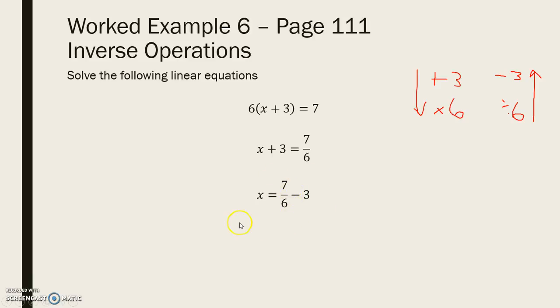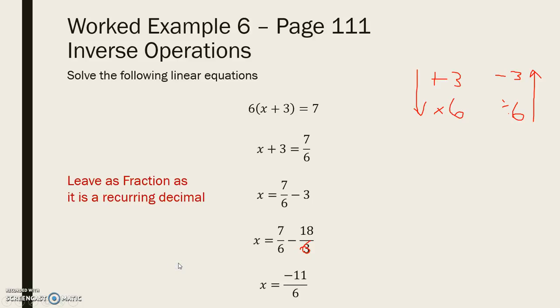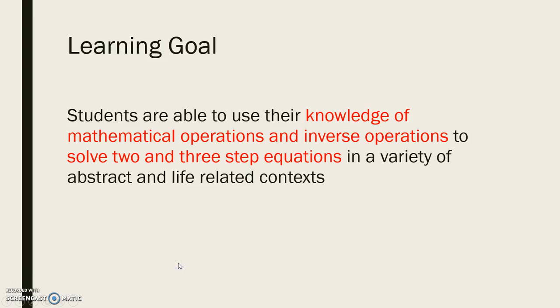So convert that to sixths. 1 whole is 6/6, so 3 wholes is 18/6. So we get 7/6, take away 18/6. Let me just fix that up, which means we have negative 11/6, the same answer as before. So that's how we deal with brackets using inverse operations. It's really no different to what we've done before. You've just got a couple of choices.